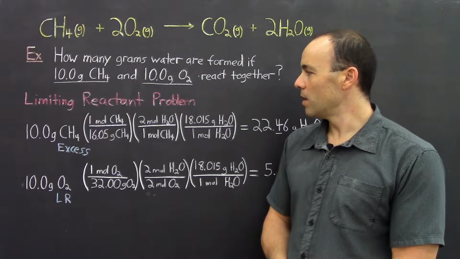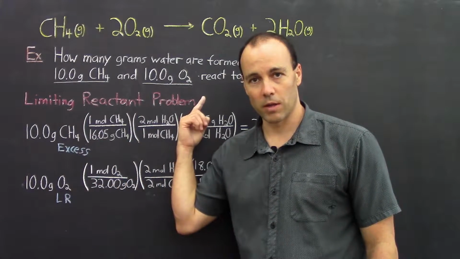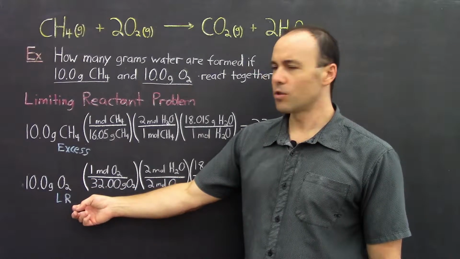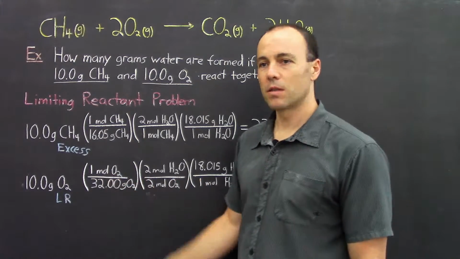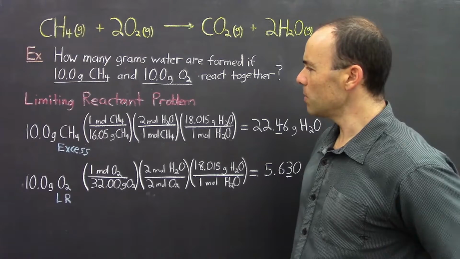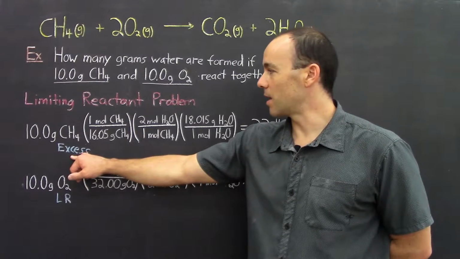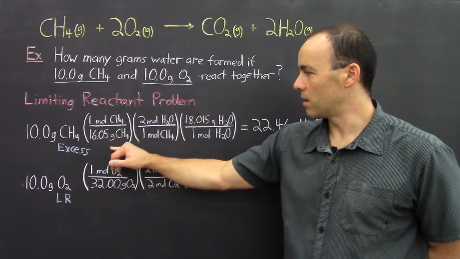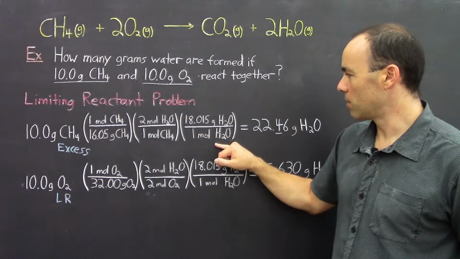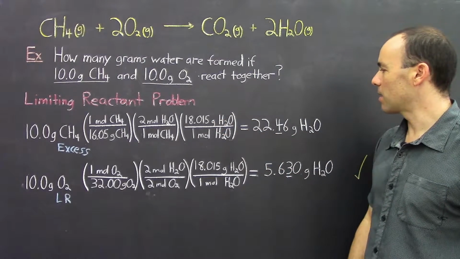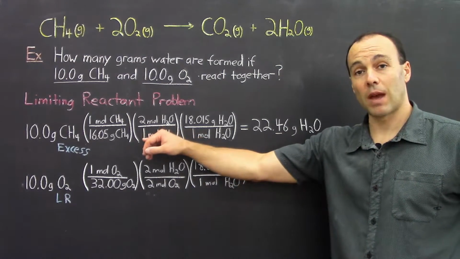Perhaps the simplest one is just to assume that all of the methane reacts and figure out how much water you get from that. And then to do the problem again, assuming that all of the oxygen reacts, and then figure out how much water you would get from that. So let's do this approach. If you assume that all of the methane reacts, then we've already done this calculation on the last slide. 10 grams of methane, you convert it to moles, convert moles of methane to water, and then finally moles of water to grams of water, and you would expect to get 22.5 grams of water if all of your methane reacts.